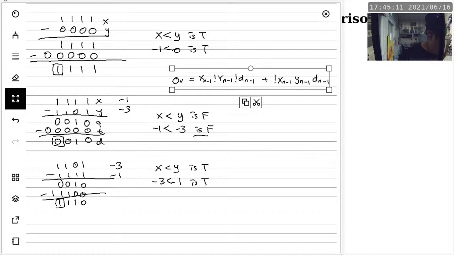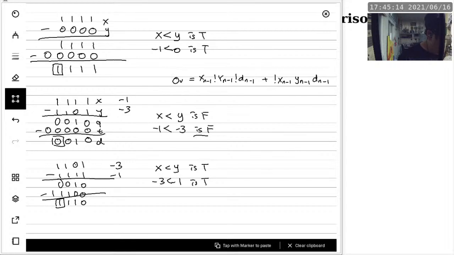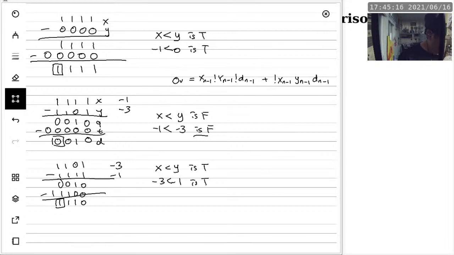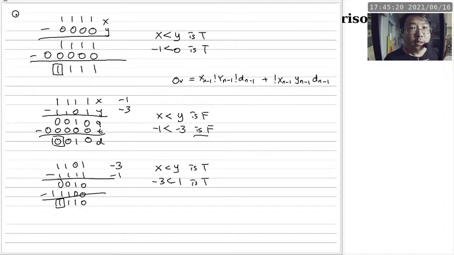All right. So we have 3 more examples here. We got x, y, and this is d; x, y, d; x, y, d. So let's figure out what overflow should be for each case. Okay, so we'll figure out this one. Overflow is, overflow is, overflow is.